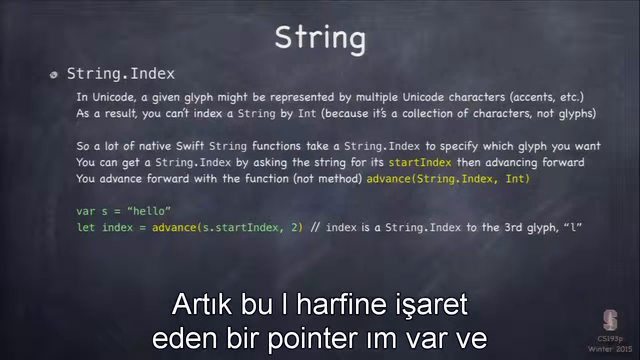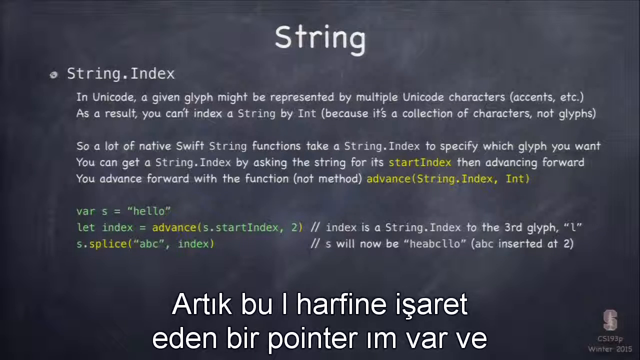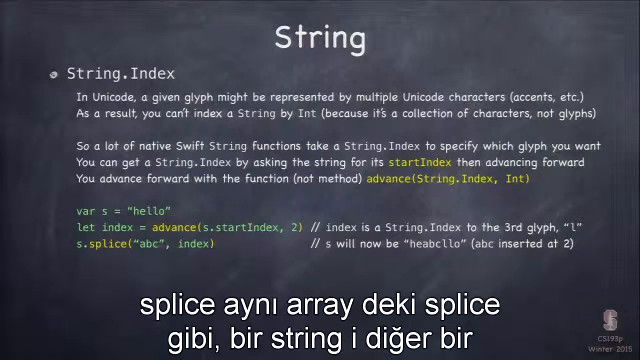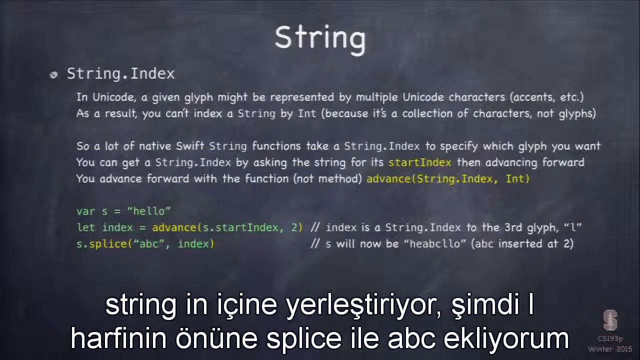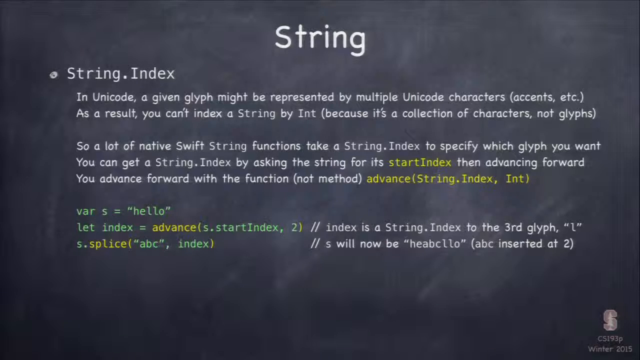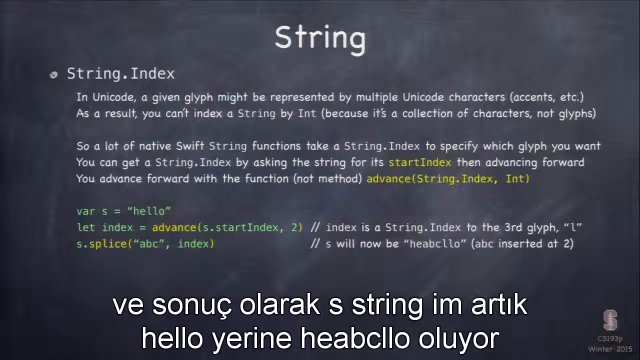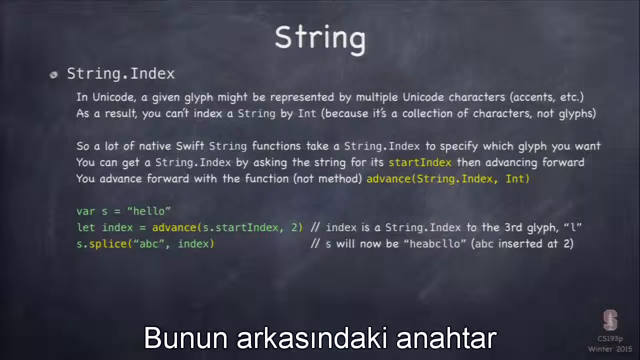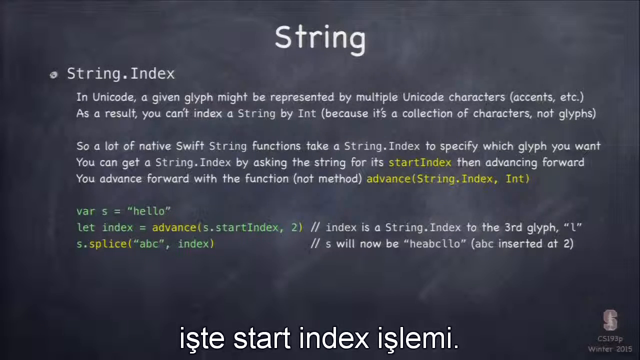So now that I have a pointer to that L, I could use, for example, a nice string function called splice. So splice is just like the splice in array. It will splice a string into the middle of another string. And I'm going to have it splice at that index, and that's going to make it be HE ABC LLO. Splice the ABC right into the middle there. So the start index is the magic behind making that work.